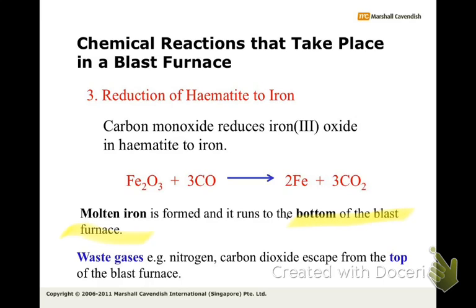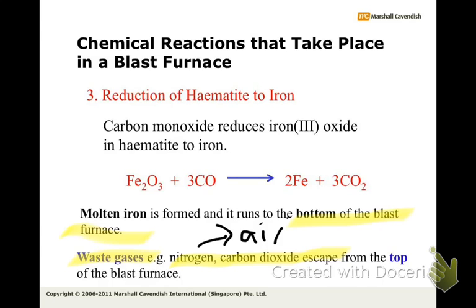This is very important, because some questions will ask you which one is on top, your molten iron or your molten slag. Your molten iron is at the bottom. Then you have your waste gases. Your nitrogen and carbon dioxide will escape from the top. Now, where does the nitrogen come from? It comes from the air. Please remember that. Some of you ask, how come suddenly nitrogen is inside, when it just appears out of nowhere? Remember, 79% of your air is nitrogen.